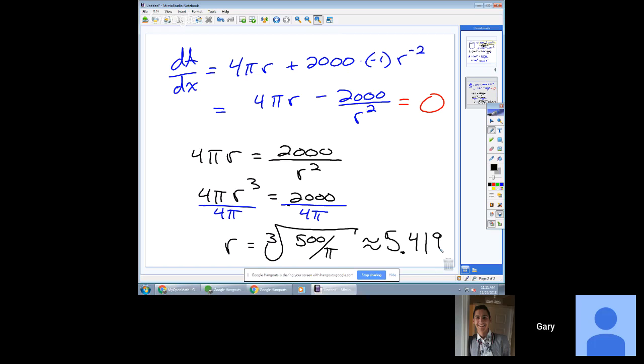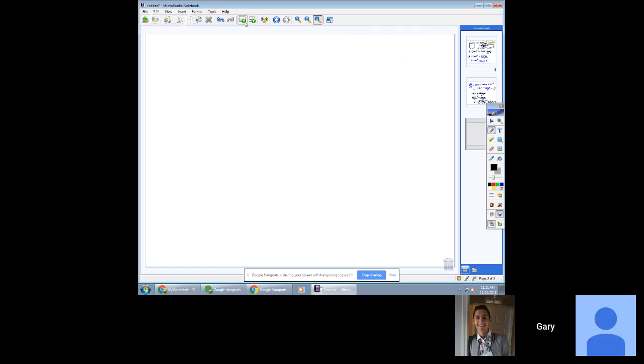What's h going to be? Well, we know that h is 1,000 divided by pi r squared. So what happens if you plug r, that value we found, into that? What do you get, to 3 decimal places? I got 10.510. 510 to 3 decimal places?